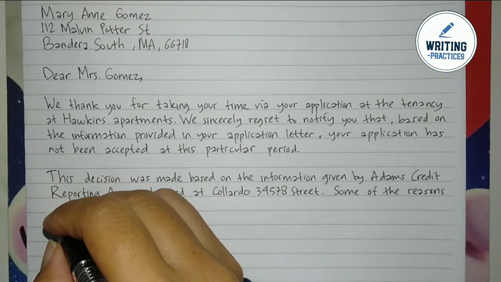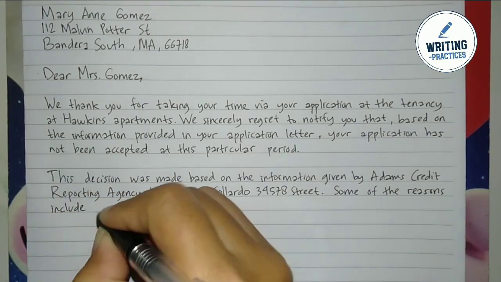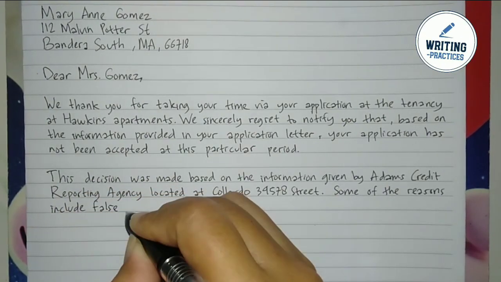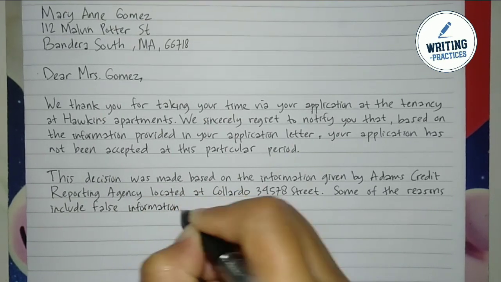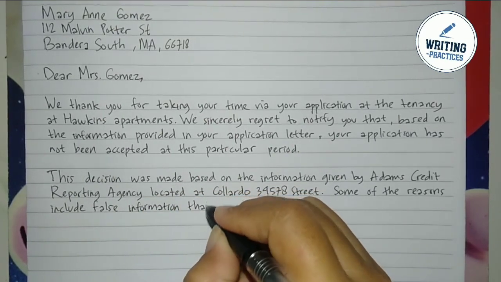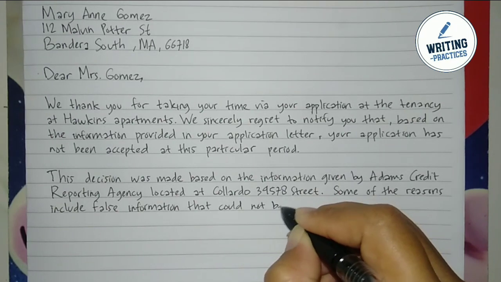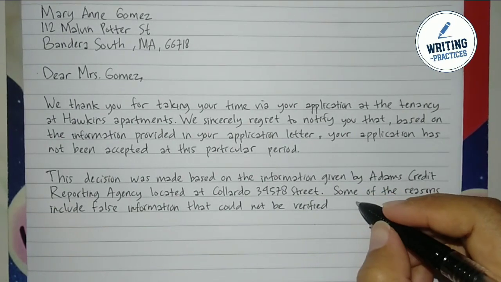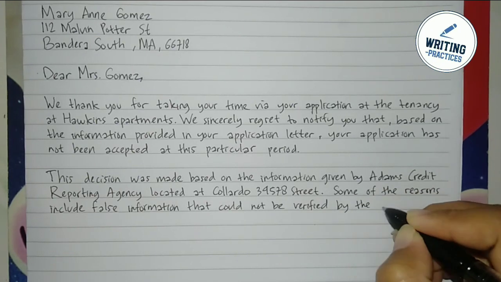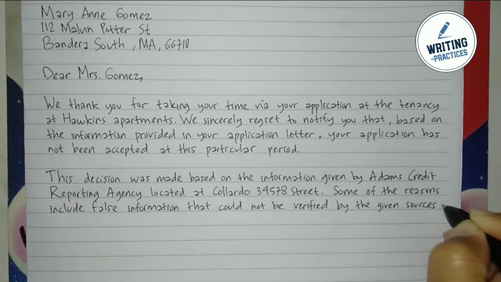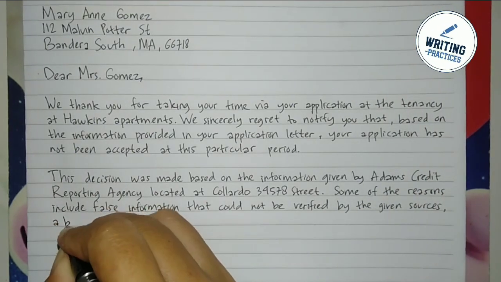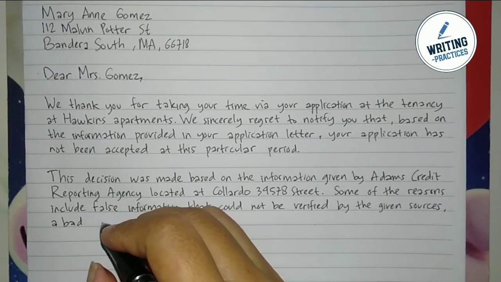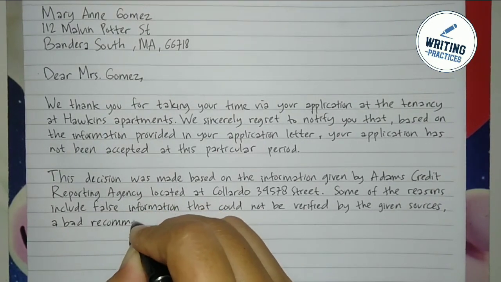Explain more details about the reason. Tell the recipient why the data is invalid. Here, you can state how the given information by the recipient cannot be verified by the given sources. And if there are more reasons, mention them one by one.